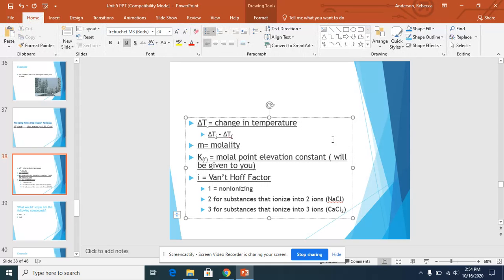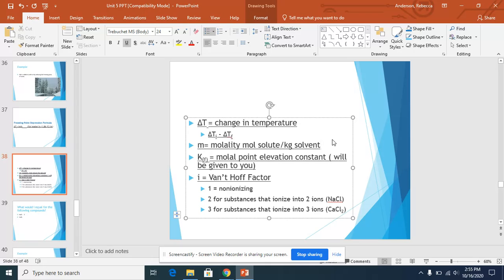So delta T is the change in temperature. That is your final temperature minus your initial temperature. Little m is molality, which we know is moles of solute over kilograms of solvent. And then K is a constant, which will always be given to you. The last thing is i. That depends on the compound you're talking about, and it's called the Van't Hoff factor.